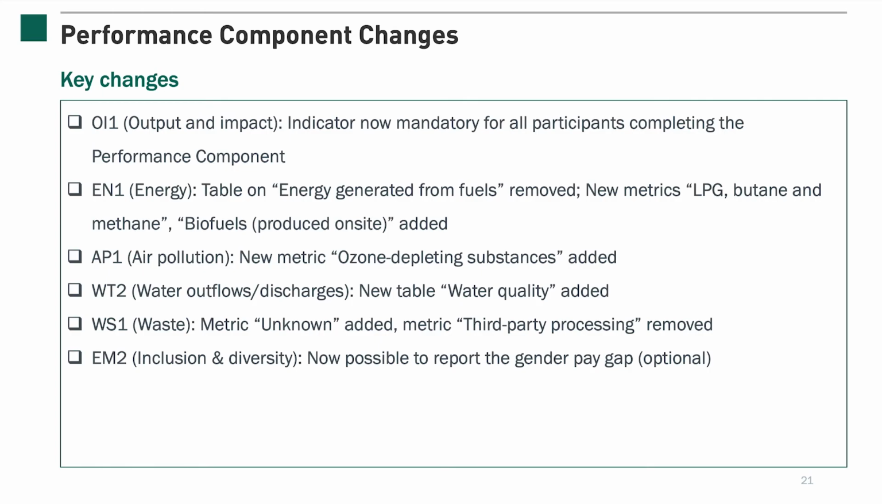In the indicator EN1, Energy, the table Energy Generated from Fuels was removed. Metrics were also added to the energy, air pollution, and waste indicators. A new table was added to the indicator WT2, Water Outflows Discharges, on water quality. The metrics in this table will not be mandatory in 2021, but it will allow participants to report on another dimension of water discharges that is relevant for stakeholders.